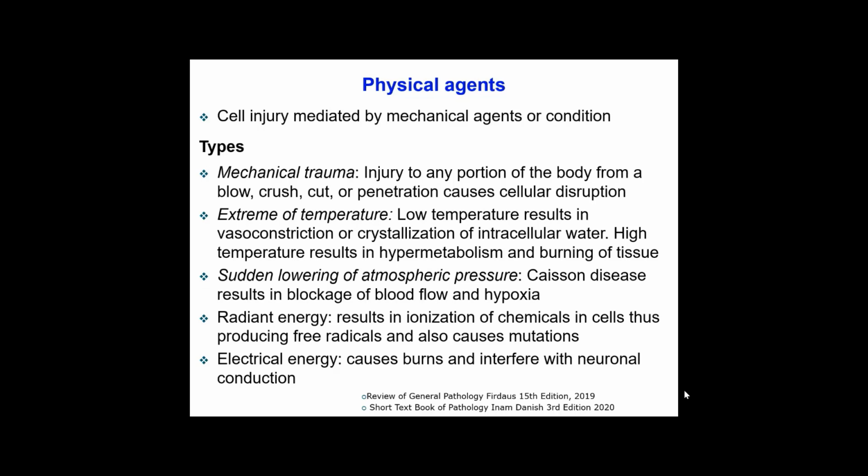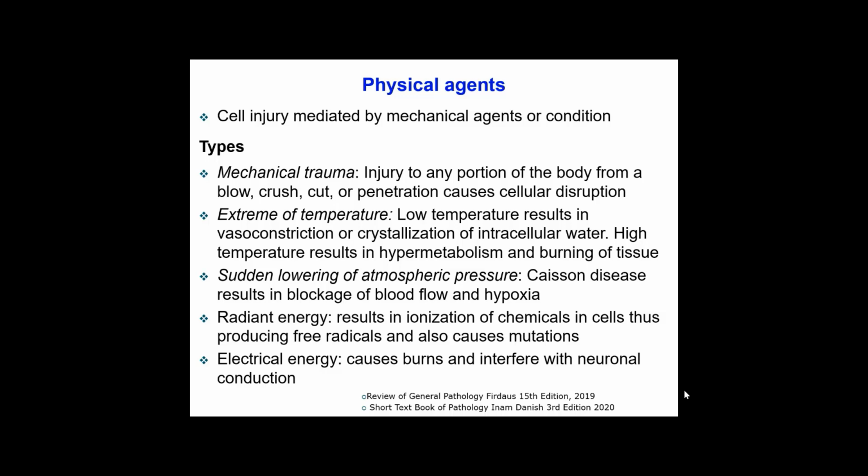Physical agents also cause different cell injuries. If we further divide these physical agents into different types, one is mechanical trauma, in which the injury occurs due to some blow, crush, cut, or penetration. All these conditions can lead to cellular destruction.